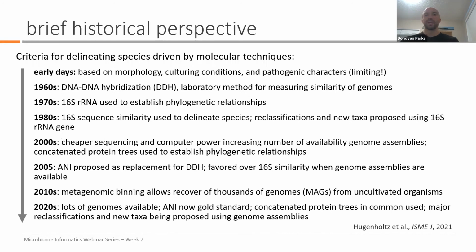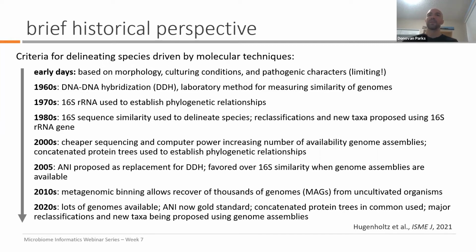All right, so I just wanted to give you a bit of a historical perspective so you can see that the way that strains get assigned to species has really been driven by the molecular techniques we have at hand. Essentially, this comes down to making the best of the information that you have available to you. So in the early days before the 1960s, this was essentially getting done based on morphology, what media strains would grow on, and what was known about their pathogenic characteristics.